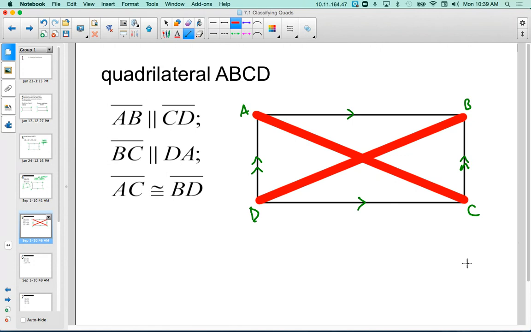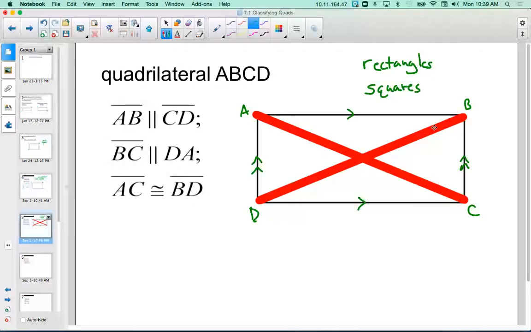Well, let's think about this. Let's think about what parallelograms have congruent diagonals. Okay? And there are two of them. All right? There are two. We have rectangles and squares. Now, isosceles trapezoids also have congruent diagonals, but isosceles trapezoids don't have two sets of parallel sides. So that doesn't fit. These are the only two that fit this description.